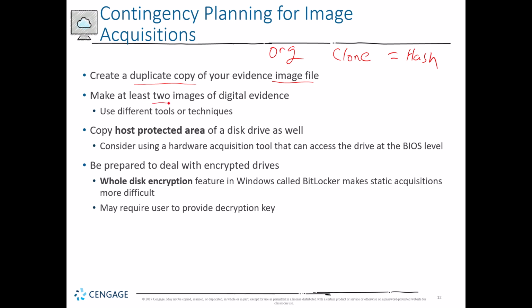Always make sure we have 2 images of the digital evidence. That way, if something happens to one, we have a backup. And again, we verify via hashes that both copies are identical. We may take one of the clones and have it in a protected area on the host. We may have a read-only access to a clone. You could be using hardware acquisition tools or a write blocker, something to protect the data from being modified.